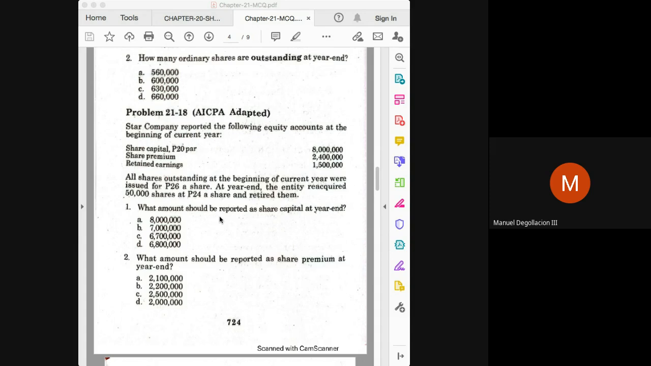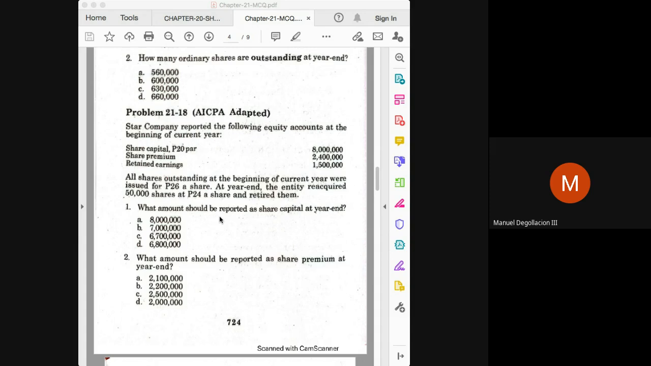So to answer the question, what amount should be reported as share capital at year end? The answer here will be 7 million because of the 1 million deduction for the par value of the retired shares. Now the balance of your share premium, we begin at 2,400,000. We deduct the 300,000 share premium of the retired shares, but we will also have to add the 100,000 share premium arising from the retirement of the treasury shares.